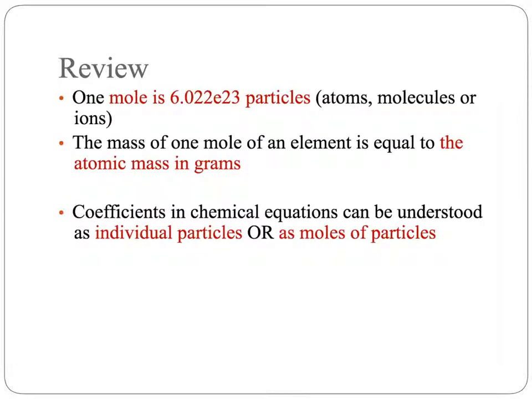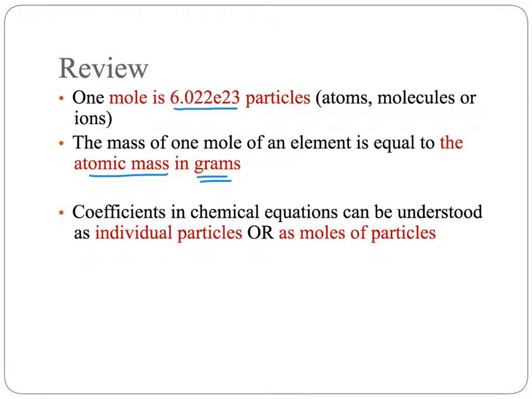Let's start by reviewing. Remember that the word mole refers to a certain number, and that number is 6.022 times 10 to the 23rd. This represents the number of particles, be it atoms or molecules or ions, in a certain amount of an element. And that amount for 1 mole is the atomic mass of that element measured in grams instead of AMUs. If you're not quite sure how this all works, go review the previous video where I talk about it.